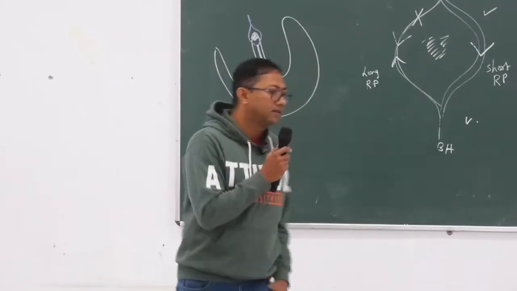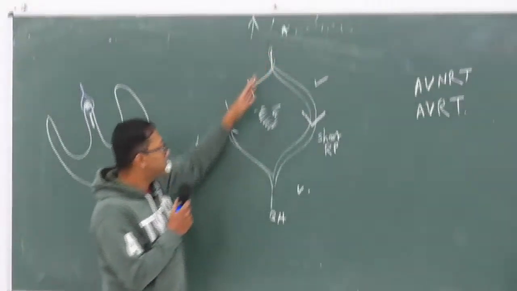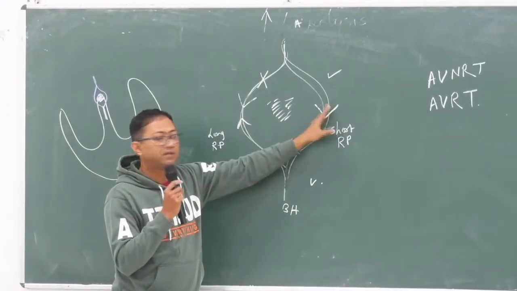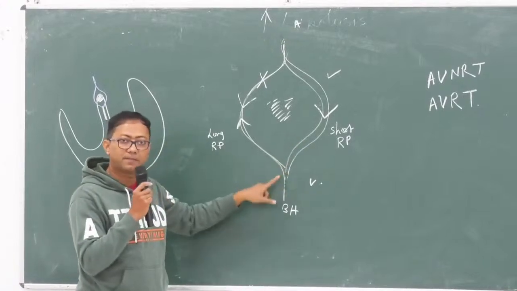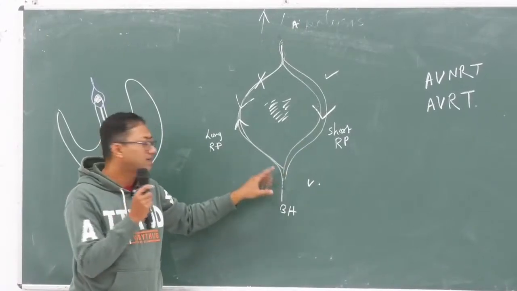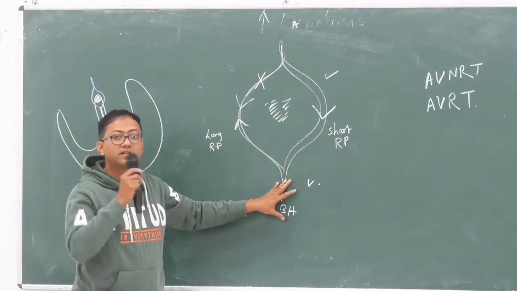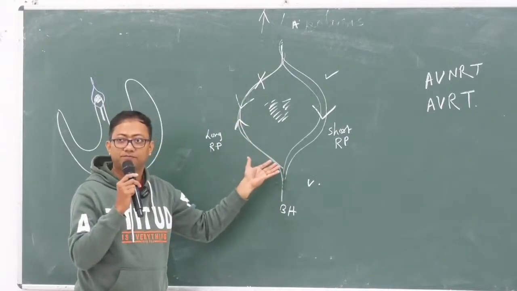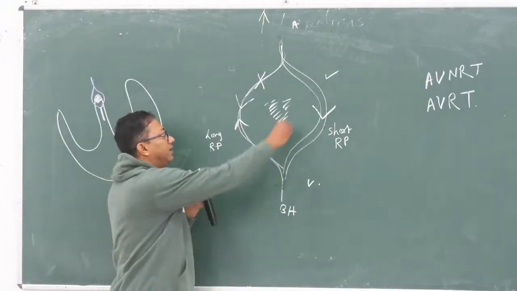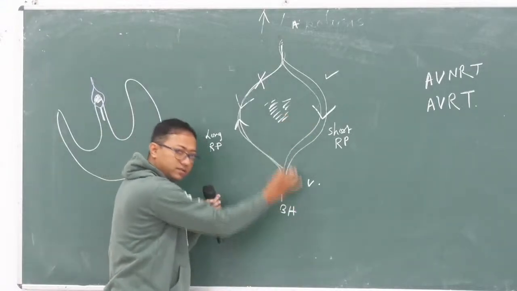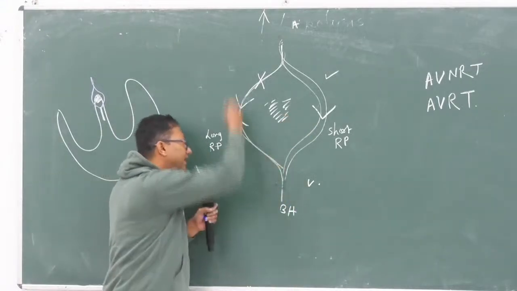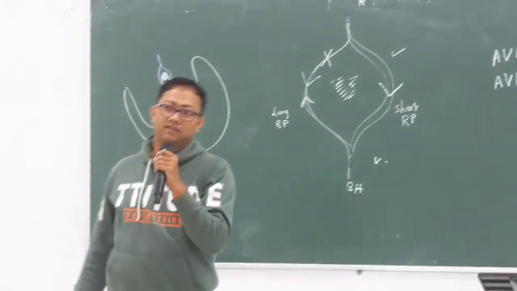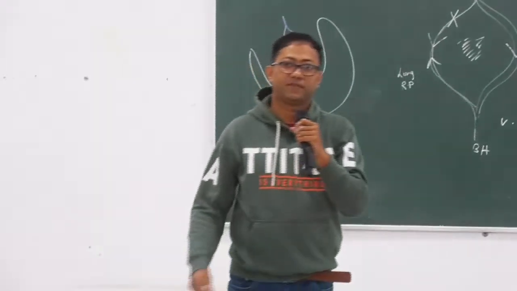So when the action potential was coming down, this pathway was not accepting any action potential, but this pathway was accepting. So the action potential came through here and reached the upper part of the bundle of His. Now once it reaches the upper part of the bundle of His, the refractoriness of the long pathway is gone. Now it is accepting the action potential. So instead of coming down further, it will re-enter the first pathway and go back to the atria.